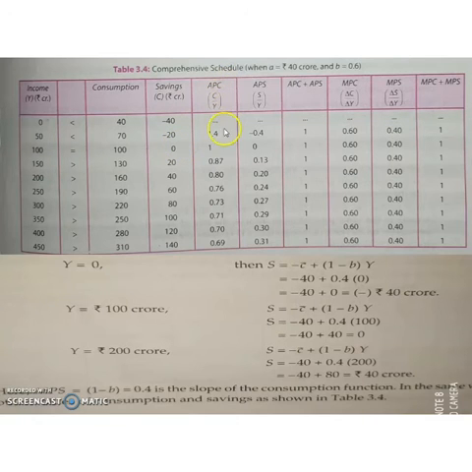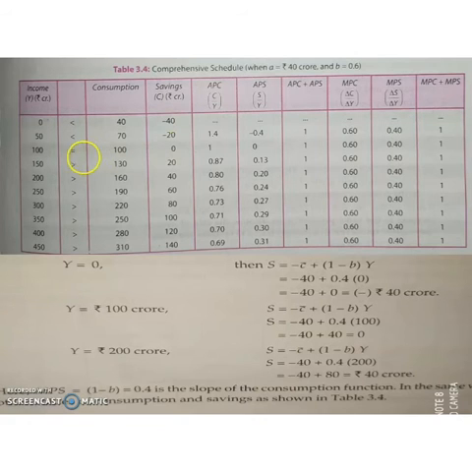Then APC is equal to 1 and APS is equal to 0. How can you calculate APC? C by Y, so 100 by 100, that is equal to 1. Then what about APS? S by Y. Here S is 0.